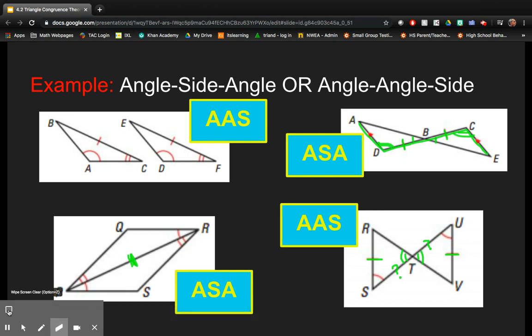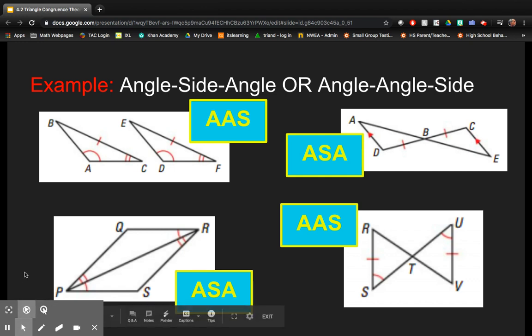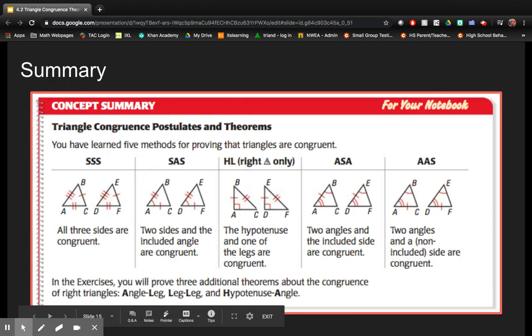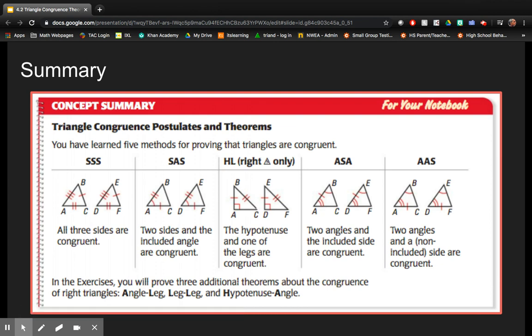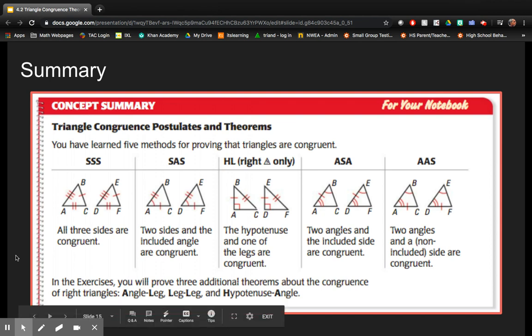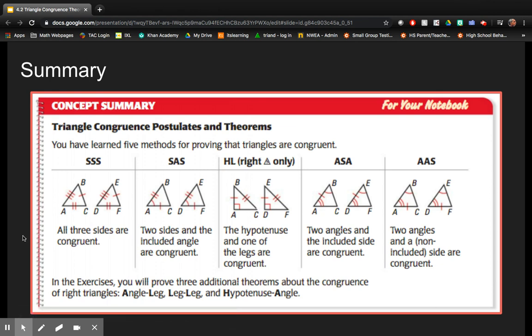All right, guys, almost to the end of this lesson. If you feel like you need to have the theorems all summarized in one place, go ahead and hit pause and make a note of this in your notebook where you've got all the triangle congruence postulates and theorems together in one place. Now let's look at an example of trying to tell the difference between all of these.